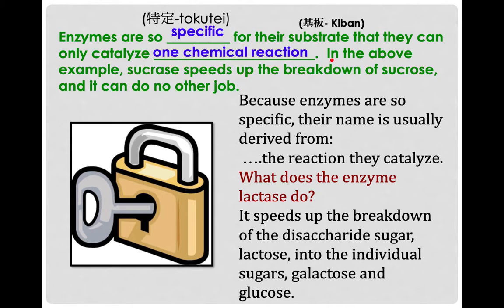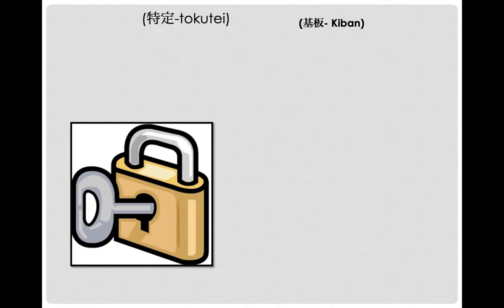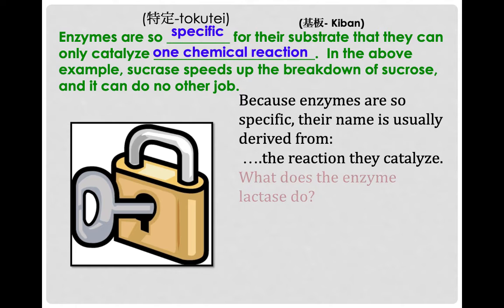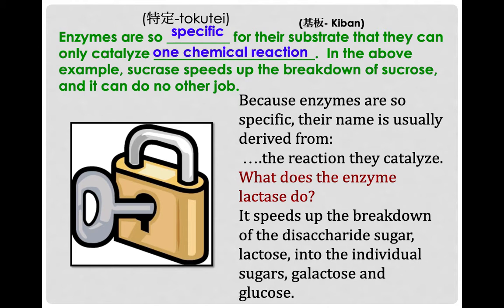So the example I gave about the sucrose, that enzyme will only work for that substrate. It will not work for any other reaction. So if you put that sucrase enzyme in the chemical reaction that we saw with hydrogen peroxide, nothing will happen. Nothing will happen. Okay, because the enzyme is very specific. It only works for one type of reaction. All right.